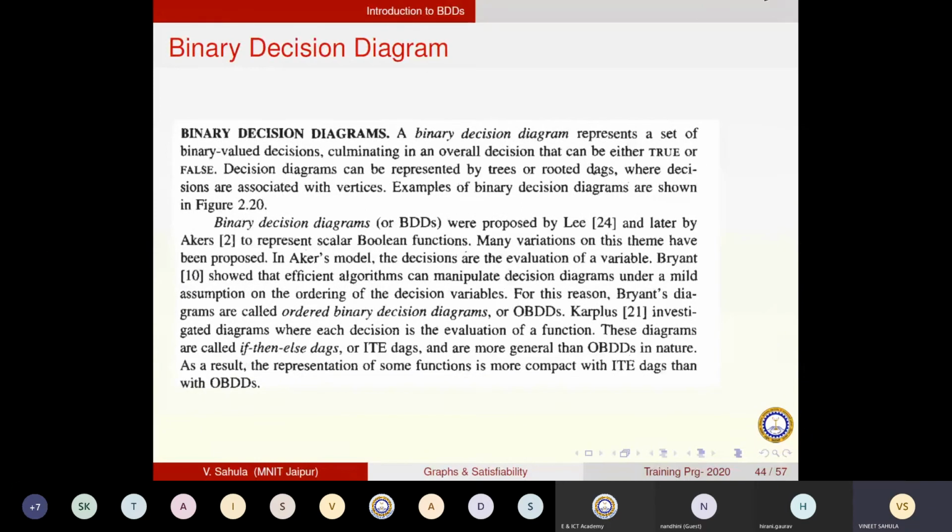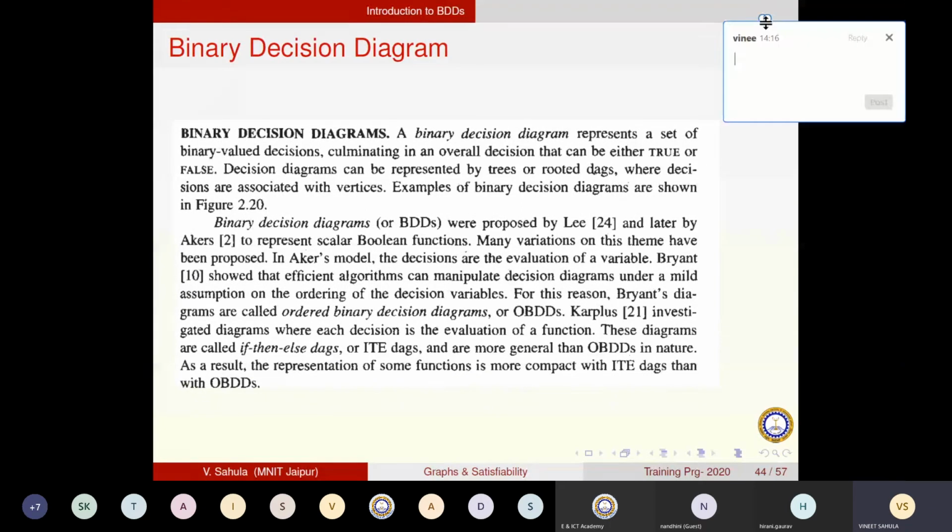So binary decision diagrams are diagrams representing a function. If we start from the first vertex, it will be a root vertex for the first variable x. The function will be here, f. F is a function of x, y, z.